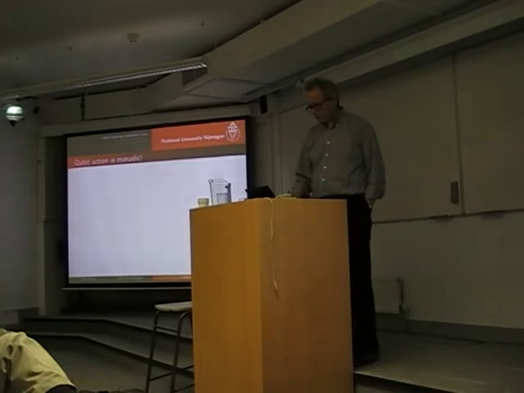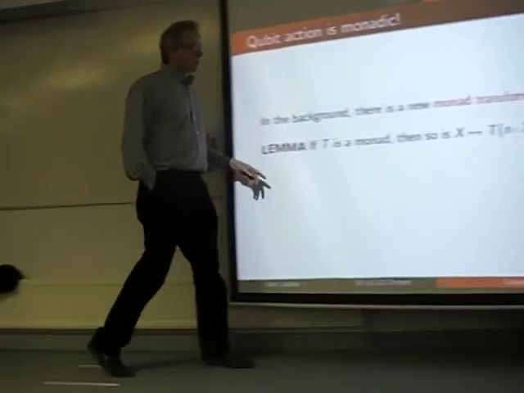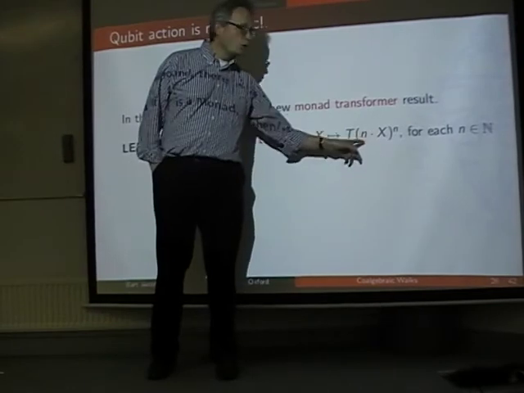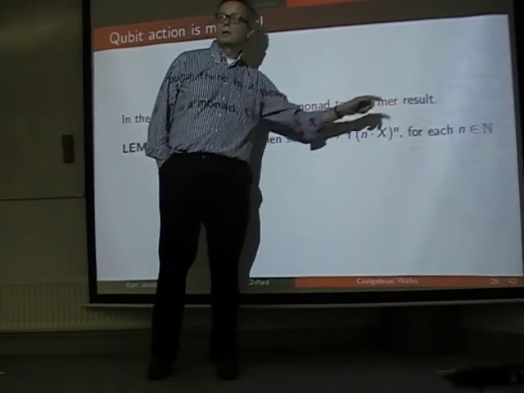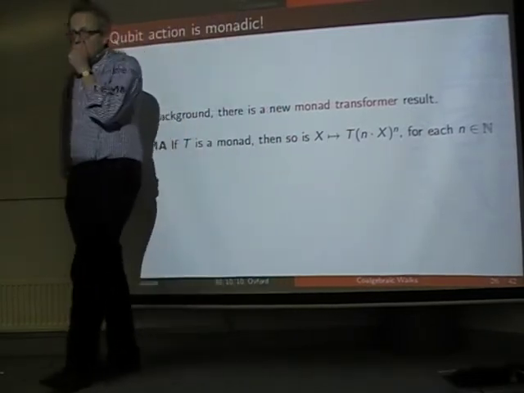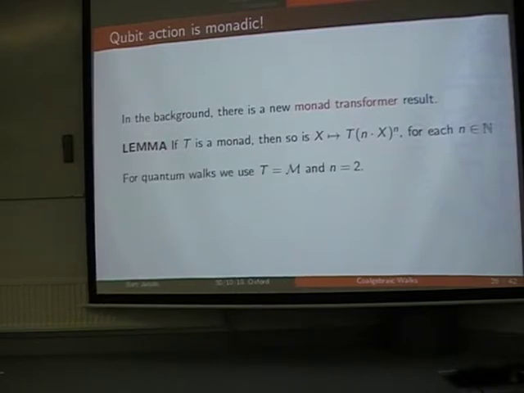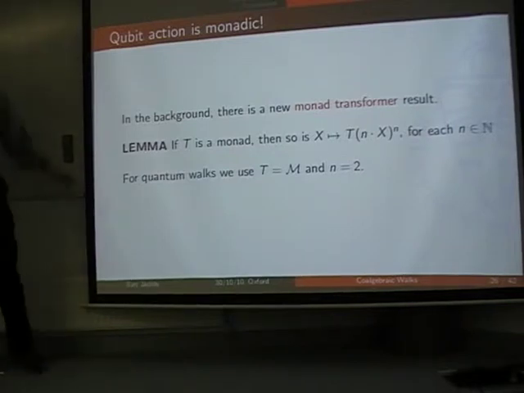I wasn't aware of this, but there is a basic monad transformer result, which is the following. If T is a monad, then so is T maps to n co-power x, and then the whole to the power n. So this is x plus x plus x n times. This is a bit like state transformer monad, but here you have the co-product inside and the product on the outside. Is that completely general or specific to sets? No, it's completely general. Yeah. Completely general, yeah. So I applied it for T is the multiset monad and N is 2.